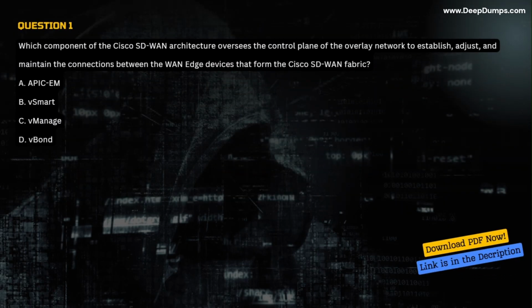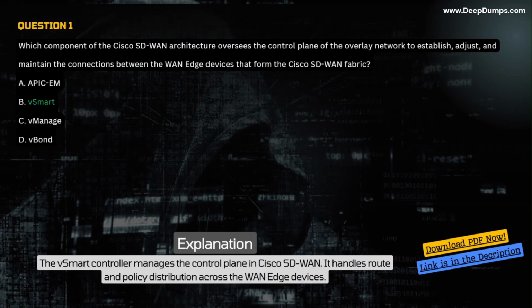Question 1. Which component of the Cisco SD-WAN architecture oversees the control plane of the overlay network to establish, adjust, and maintain the connections between the WAN edge devices that form the Cisco SD-WAN fabric? A. APIC-EM. B. vSmart. C. vManage. D. vBond. Correct answer B. vSmart. Explanation. The vSmart controller manages the control plane in Cisco SD-WAN. It handles route and policy distribution across the WAN edge devices.